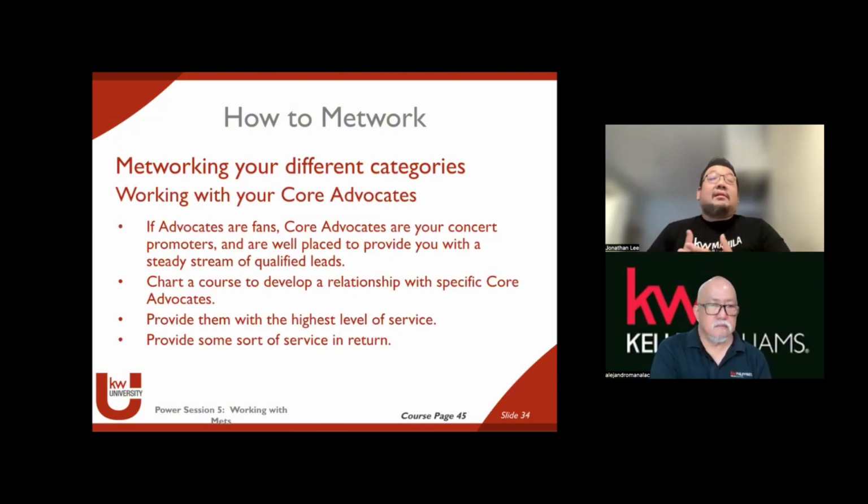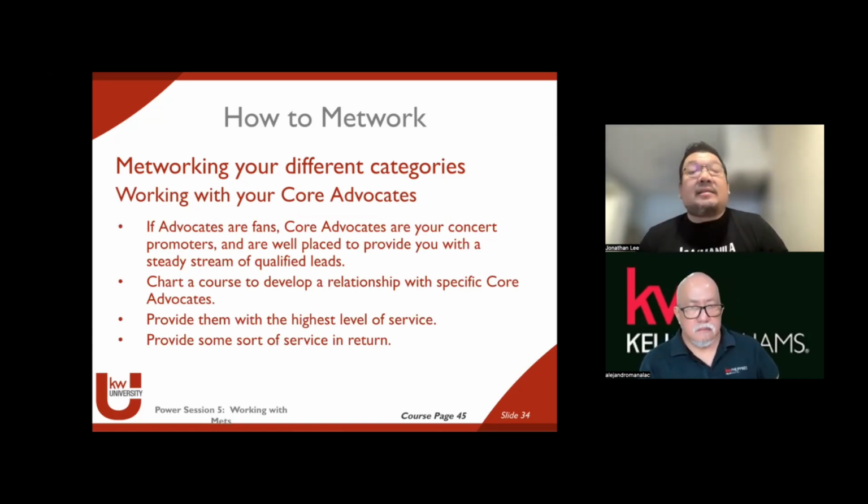Right. Working with your core advocates. If advocates are your friends, core advocates are your concert promoters. They are well placed to provide you with a steady stream of qualified leads. Chart a course to develop a relationship with a specific core advocate. Provide them with the highest level of service and provide some sort of service in return.